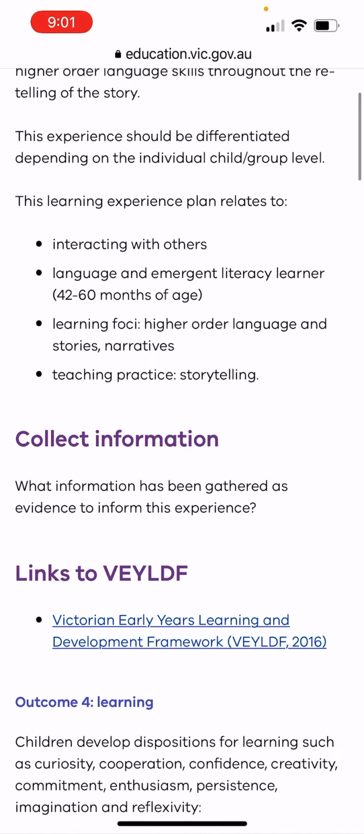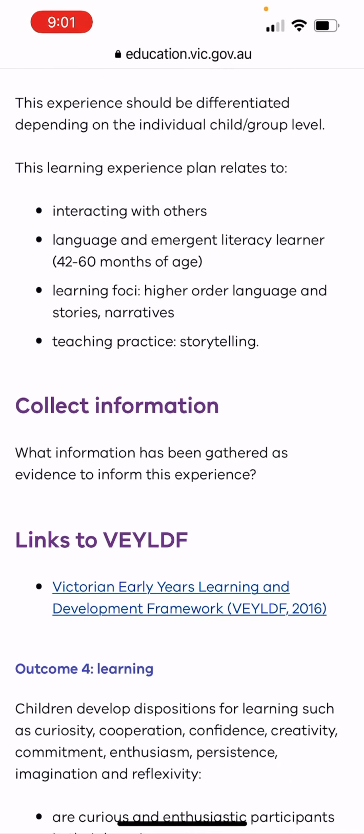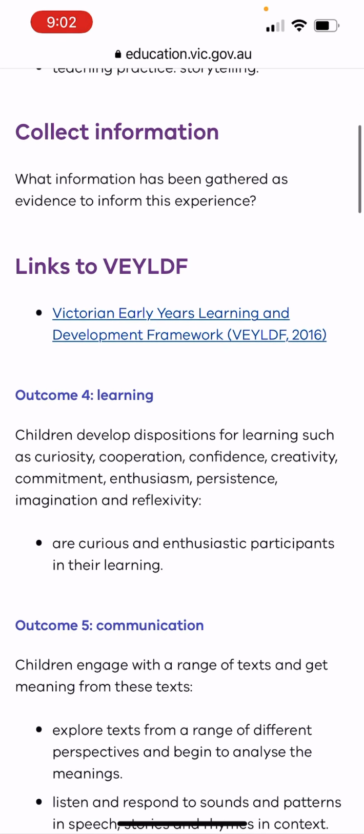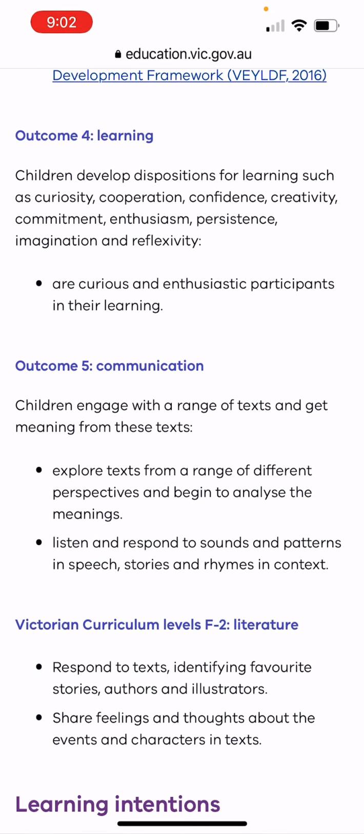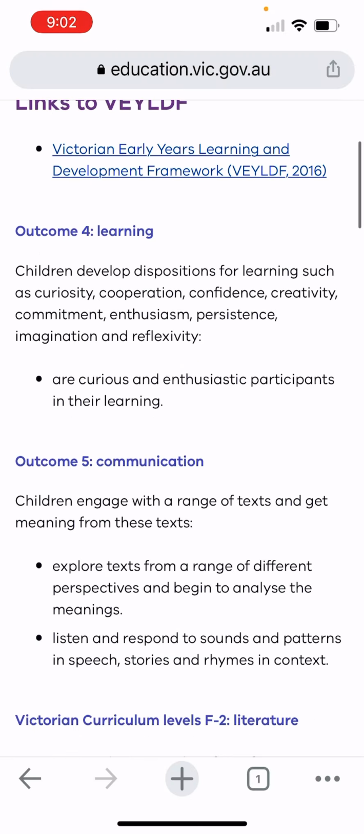You can see that it has a lot of links to developmental areas. So what are you actually developing? Storytelling. Yes, so you are developing higher order language and story narratives understanding as concepts. You're also working on language and emergent literacy, and you support children interacting with others. You also can see clear goals to EYLF. In this case, Victorian framework, but also EYLF.